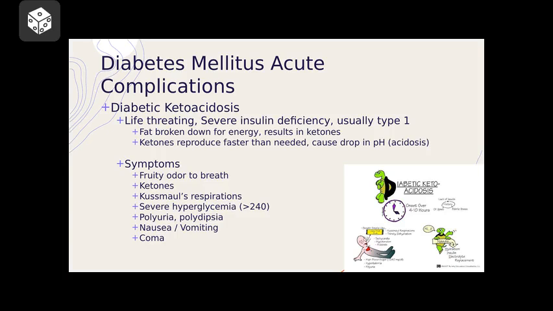We are going to give a lot of IV fluid, so we're going to try to flush out some of that extra glucose and also try to flush out some of that acid that's making our blood so acidic. And then we're going to give insulin. So if it's caused by that insulin deficiency, if we give insulin, then your body's able to use those cells and it's going to reverse that DKA.